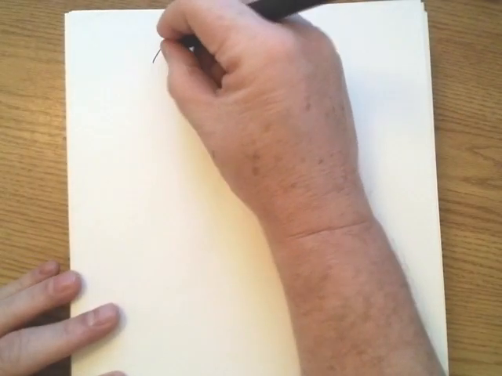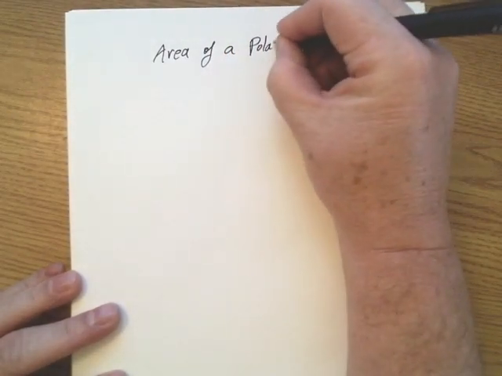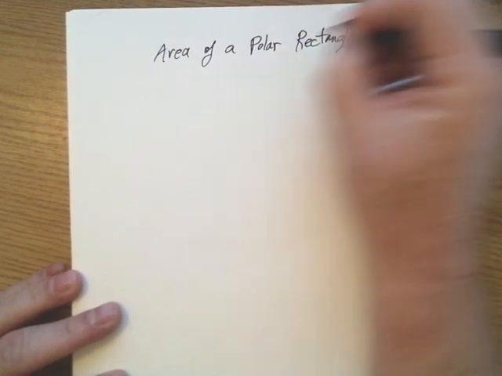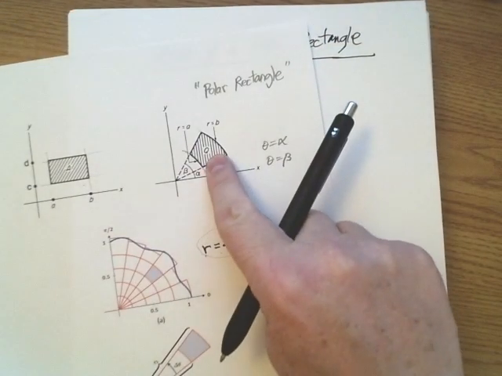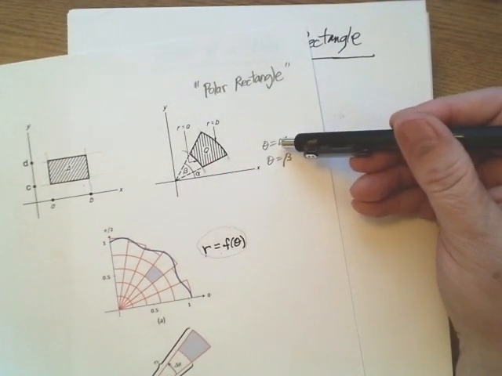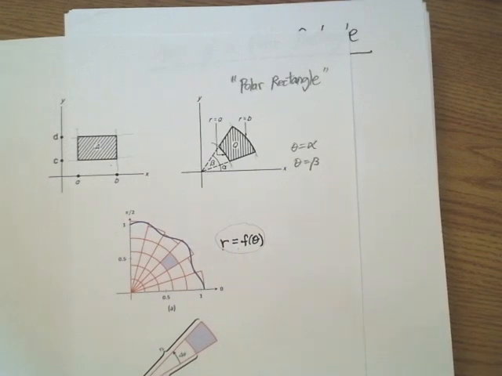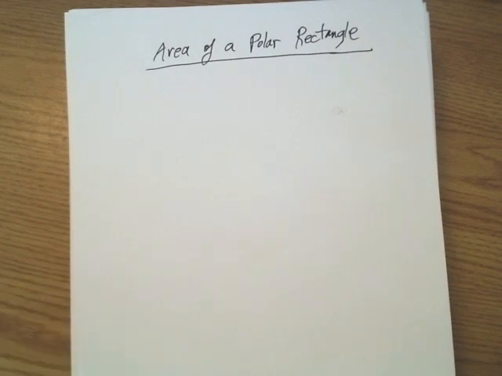What's the area of a polar rectangle? Should be fairly easy. Let's go back and just assume I'm trying to find the area of that. Let's see, what were the limits here? Theta goes from alpha to beta. R goes from a to b. I might change my designation to that stuff later, but let's go ahead and see what happens here. The way I'm going to end up doing it is the following.